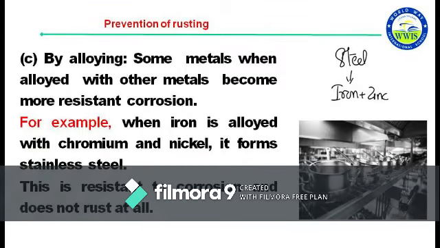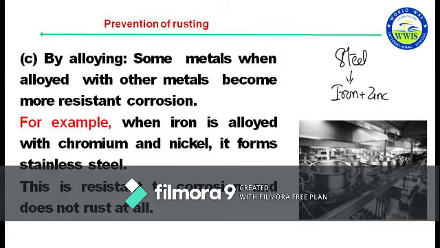Another method of prevention of rusting is alloying. Now some metals are alloyed, that means they are mixed with other metals to make the corrosion less in comparison to the earlier process. So this increases the resistance to corrosion. For example, iron is alloyed with the help of metals called chromium and nickel. And finally, it becomes stainless steel. As we all know, stainless steel is resistant to corrosion and it does not rust at all.